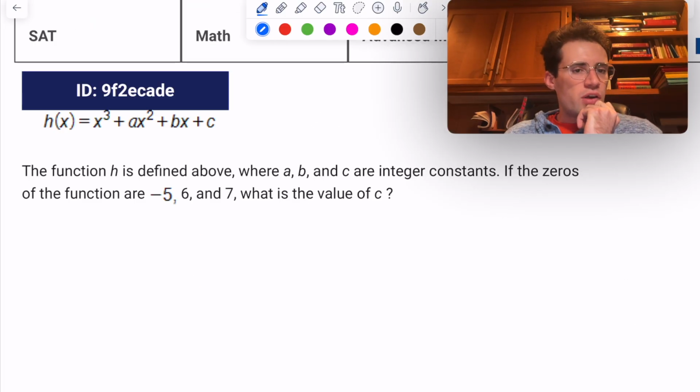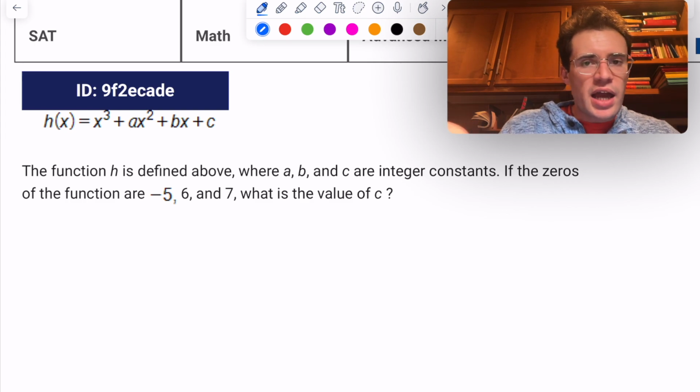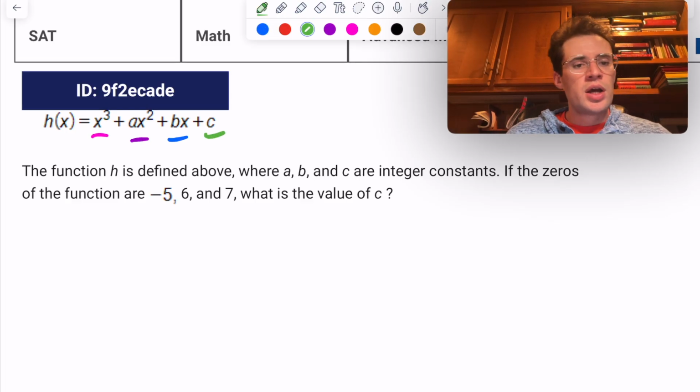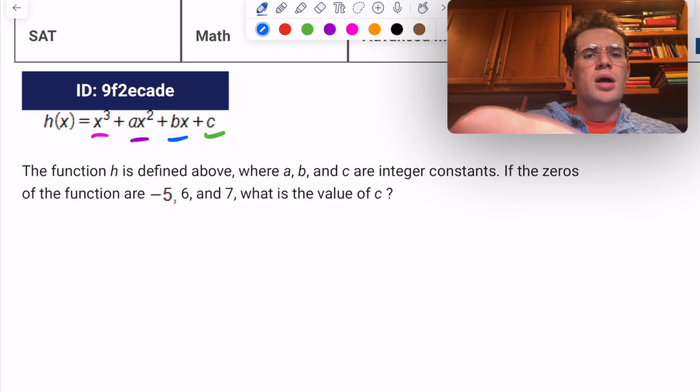All right, we have h of x equals x cubed plus ax squared plus bx plus c. So this is a cubic function. The function h is defined above, where a, b, and c are integer constants. If the zeros of the function are -5, 6, and 7, what is the value of c? Well, we can write these out.